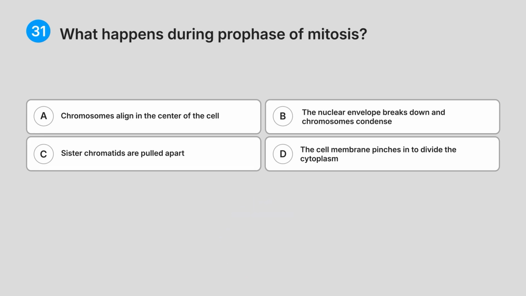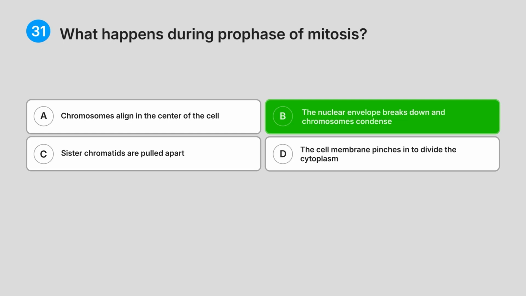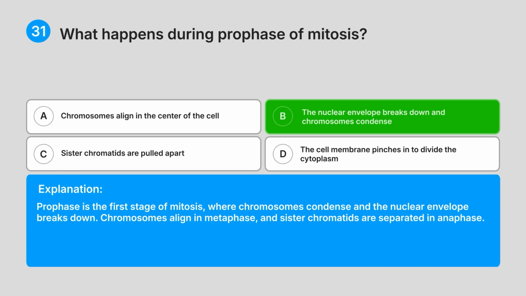Correct answer: B. The nuclear envelope breaks down and chromosomes condense. Explanation: prophase is the first stage of mitosis, where chromosomes condense and the nuclear envelope breaks down. Chromosomes align in metaphase, and sister chromatids are separated in anaphase.